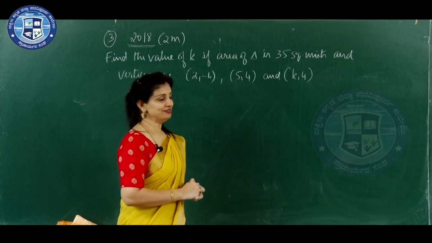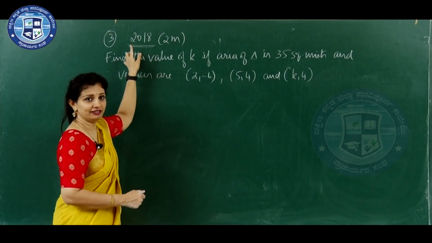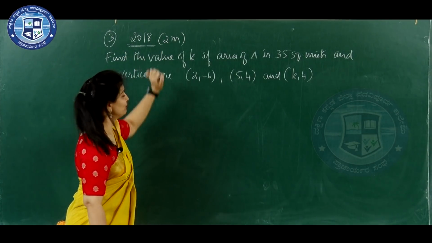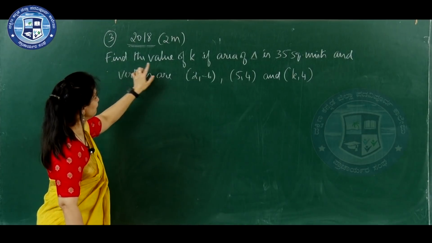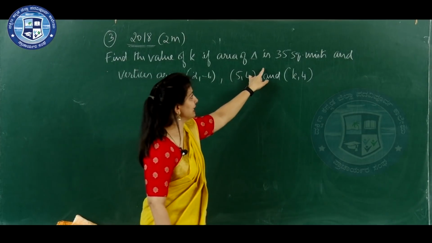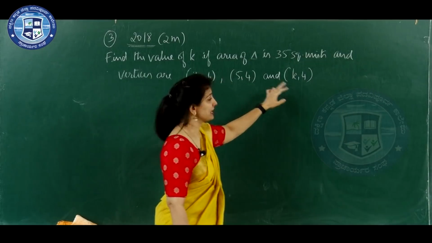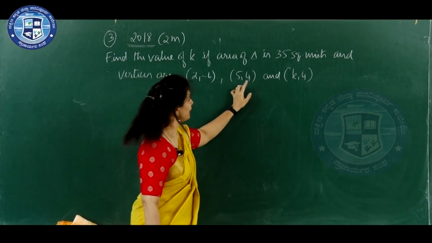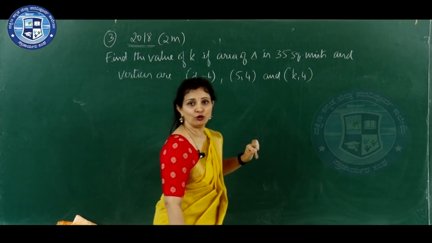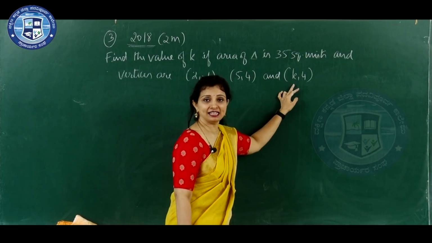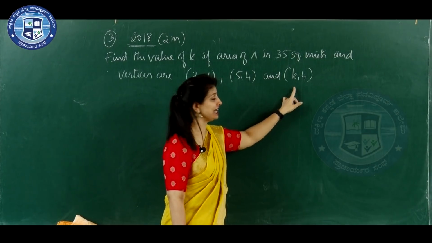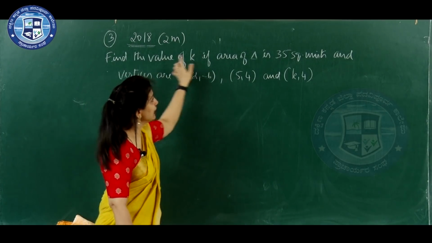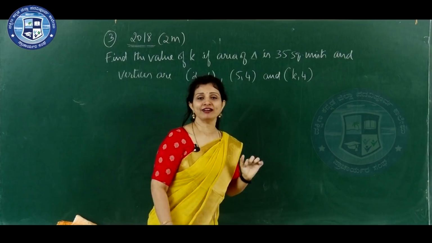Look at the third question. It was asked in the year board examination 2018 for 2 marks. Find the value of k if area of triangle is 35 square units and the vertices are (2, -6), (5, 4) and (k, 4). One of the coordinates is not given, k is given as k, you have to find the value of k. And area of triangle is given 35 square units.